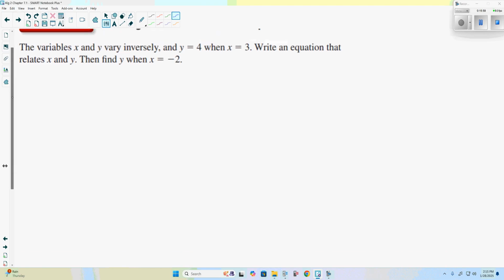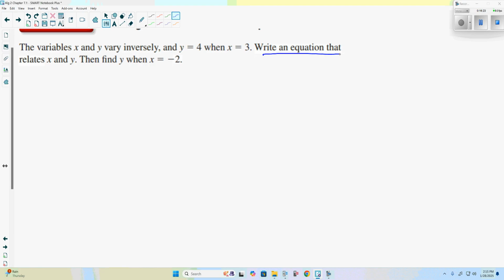The variables x and y vary inversely, and y equals 4 when x is 3. Write an equation that relates x and y, then find y when x is equal to -2. This seems like a lot, but it's not a lot. Also, I'm going to emphasize this now, because if I don't, I feel like I'm going to have to hand back some assignments. Because again, the questions on the homework are going to be just like this.